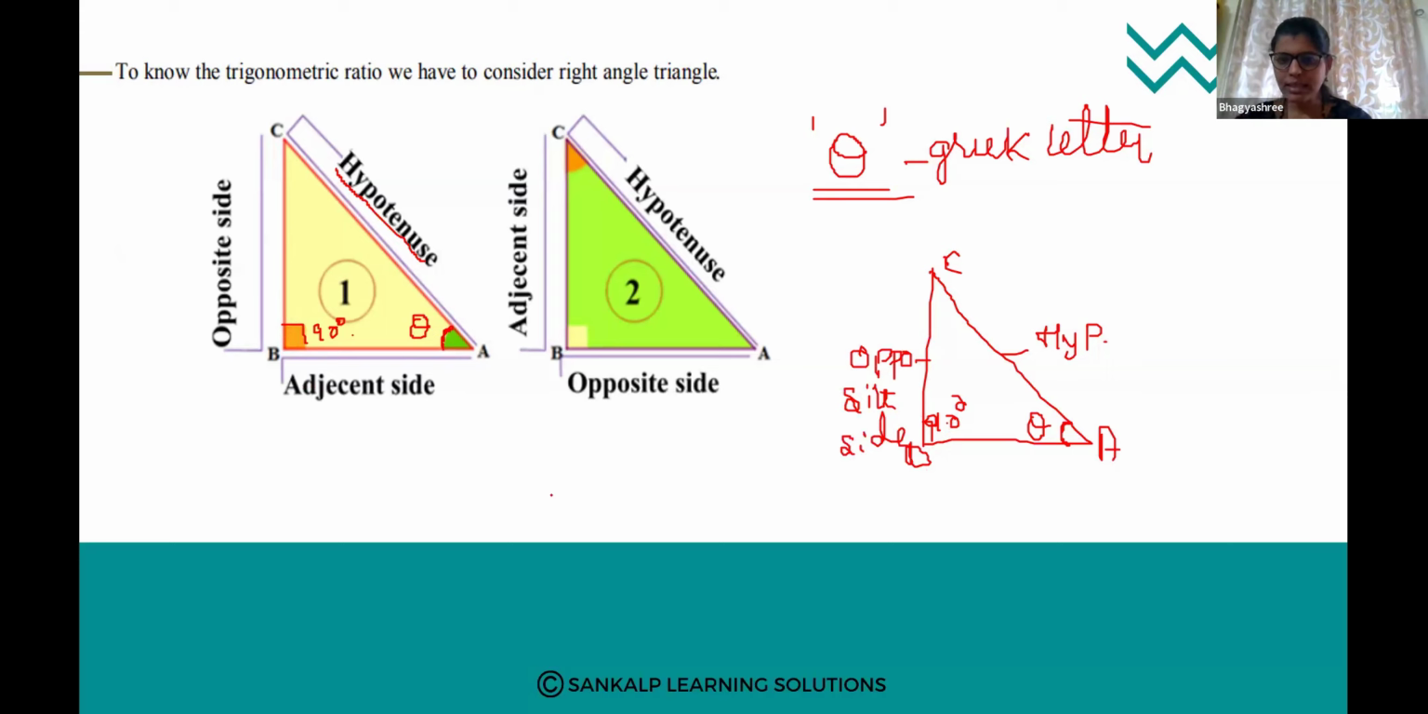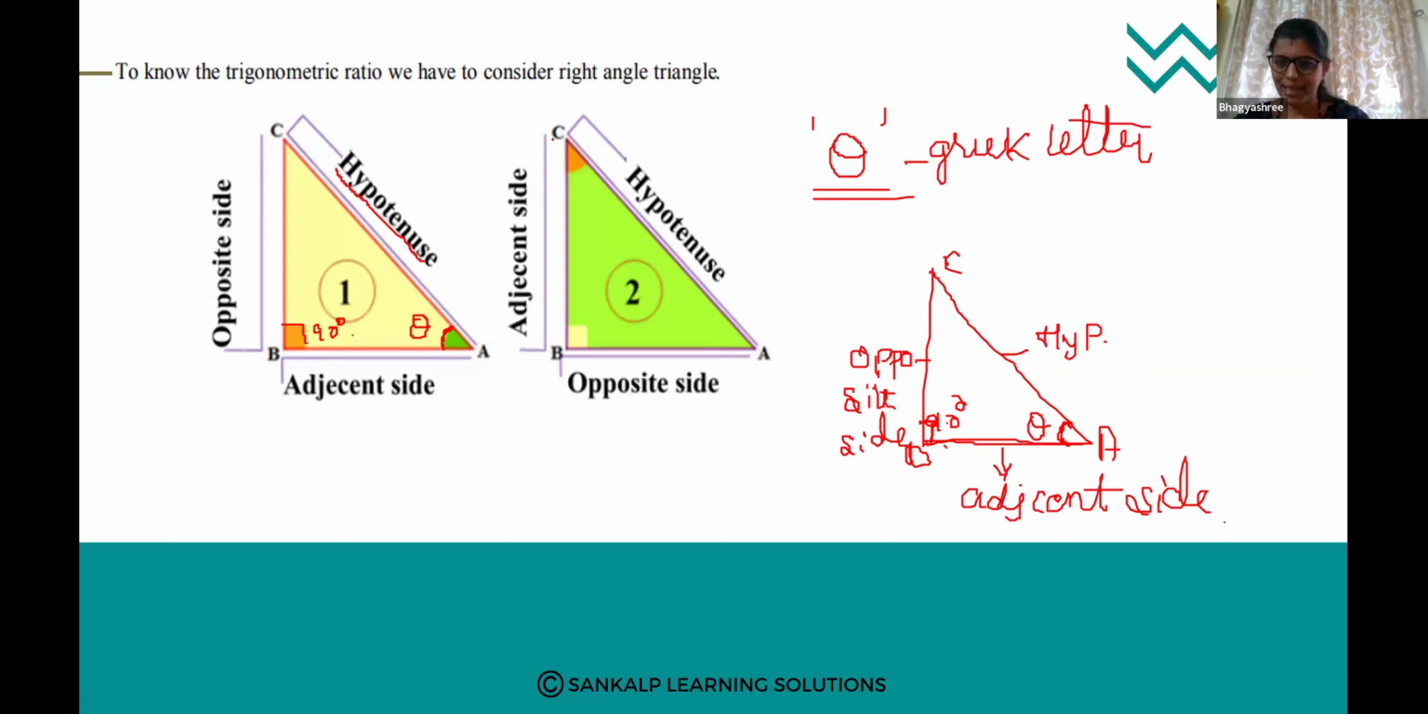Next, 90 degree and theta. Consider where is the 90 degree? 90 degree is here, theta is here. So the line between the 90 degree and theta, this line we call the adjacent side. Remember, 90 degree and theta, this is the adjacent side.